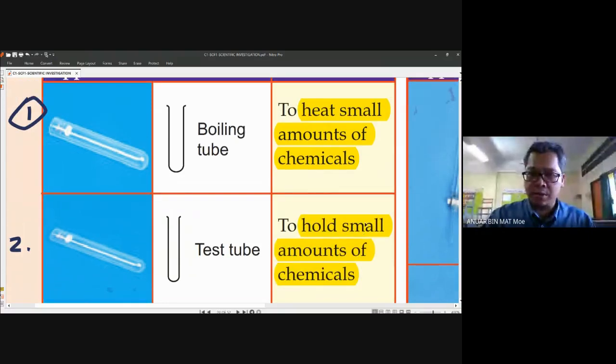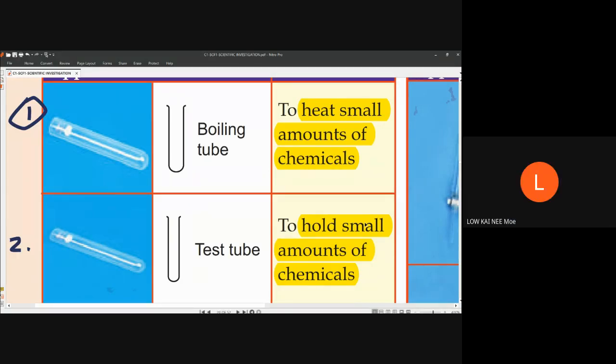Okay, if you look at both apparatus, you must remember what is apparatus. Apparatus is the tool we use to conduct an experiment or activity. Now my question is, what is the difference between these two? Anybody can tell me? Boiling tube only can heat. Test tube only can hold.